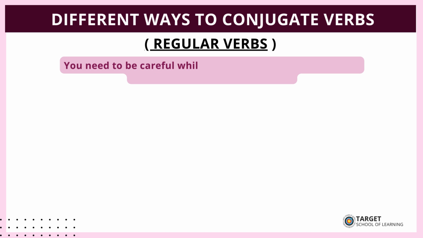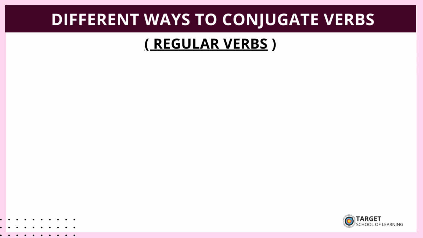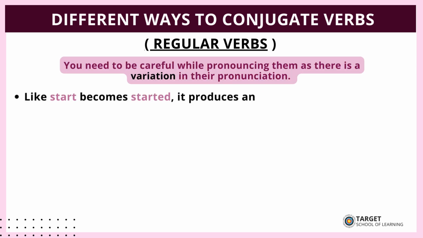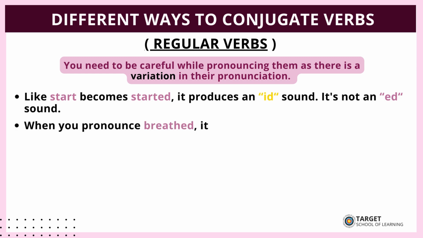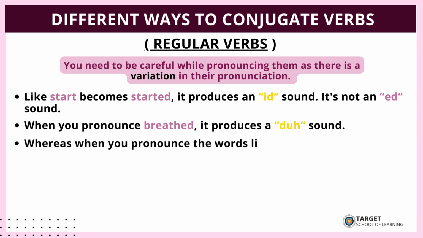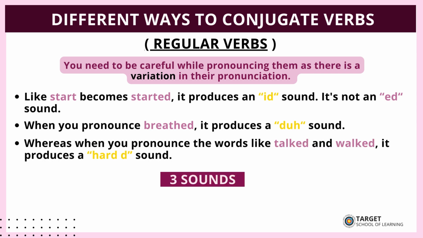You need to be careful while pronouncing them as there is a variation in their pronunciation. Like start becomes started, it produces an id sound. It's not an ed sound. When you pronounce breathed, it produces a d sound. Whereas when you pronounce the words like talked and walked, it produces a hard T sound. So there are three past tense verb sounds to listen. First, id, like started. A soft d sound like breathed. And then a more hard T sound like talked.